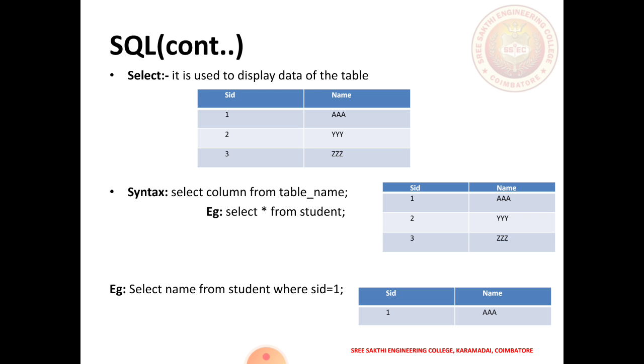So select star from student. When we use the asterisk symbol star, it means that it retrieves the table as it is. In the second example, select name from student where SID equal to 1. So the student table already has 2 columns, but based on our condition, whose SID is 1, that particular person's name will be displayed.